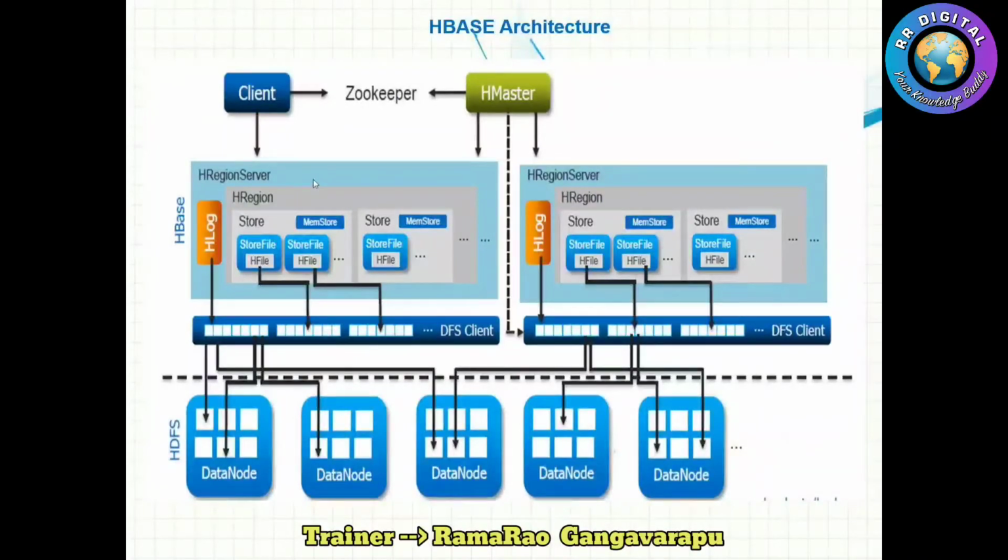Okay, so each data node contains one HRegionServer. Like in HDFS, as we discussed, each data node contains one task tracker, an individual task tracker. Here also, each data node contains one HRegionServer. So if you have n number of data nodes, then you have n number of HRegionServers.